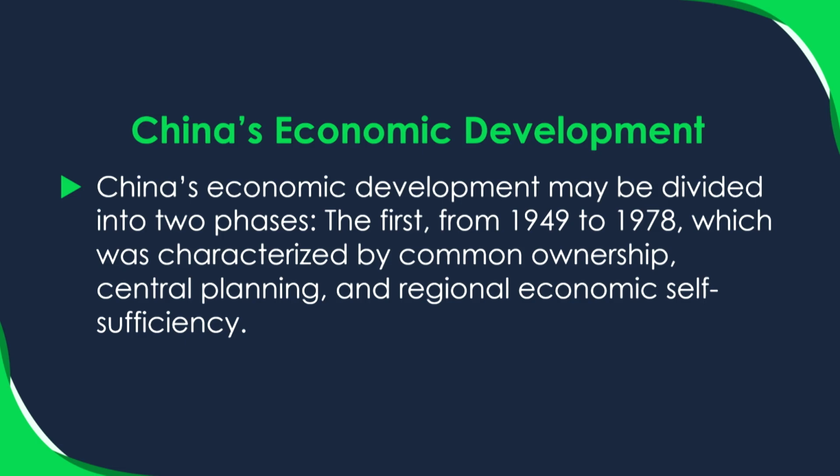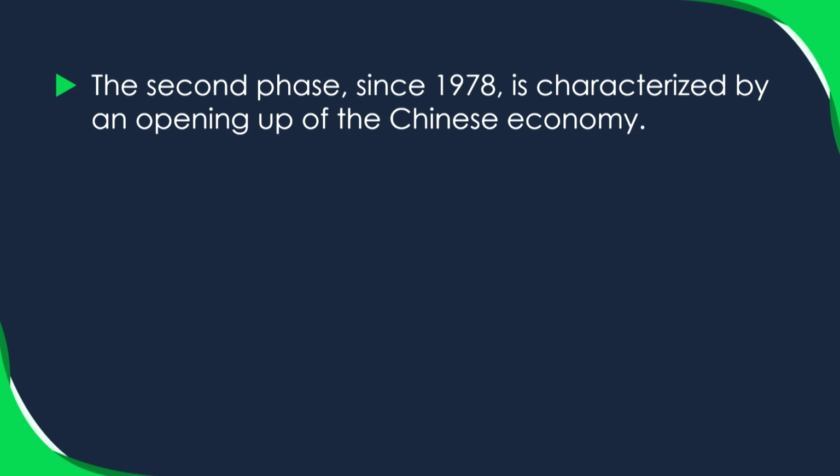Let us discuss China's economic development. China's economic development may be divided into two phases. The first, from 1949 to 1978, was characterized by common ownership, central planning and regional economic self-sufficiency. The second phase, since 1978, is characterized by an opening up of the Chinese economy.